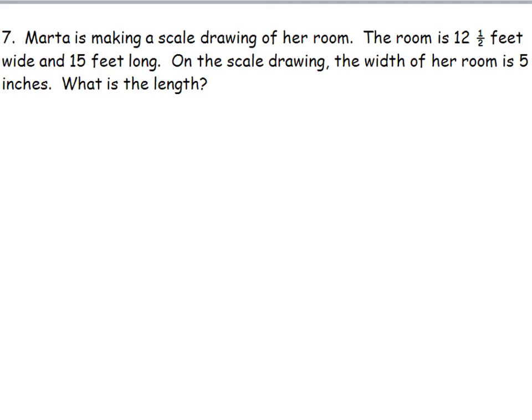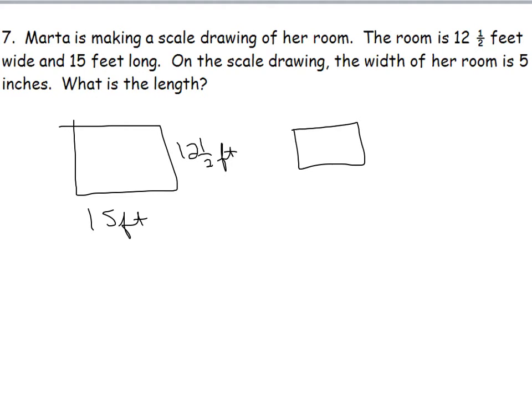Marta is making a scale drawing of her room. The room is 12.5 feet wide by 15 feet long. Let's draw a picture of that. So 12.5 feet wide by 15 feet long. It says on the scale drawing, the width of her new room, so here's the new room, is 5 inches. What is the length? Well, in order to do this, we could set up a proportion.